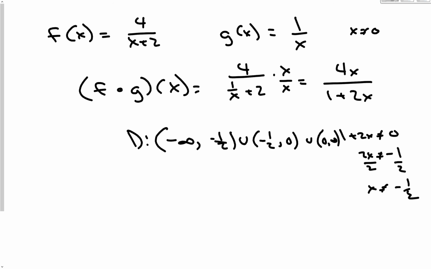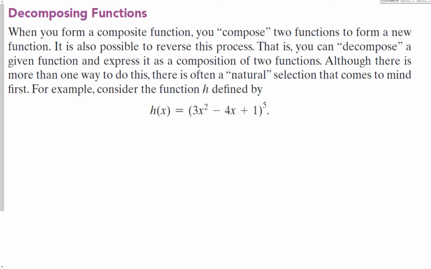Okay, so let's finish this section with decomposing functions. When you form a composite function, you compose the two functions to form a new function. It's also possible to reverse this process. That is, you can decompose a function and express it as a combination of two functions. Although there is more than one right way to do this, there's often a natural selection that comes to mind first. For example, if you consider the function 3x squared minus 4x plus 1 all to the 5th power, I can clearly see a function here, something raised to the 5th power.